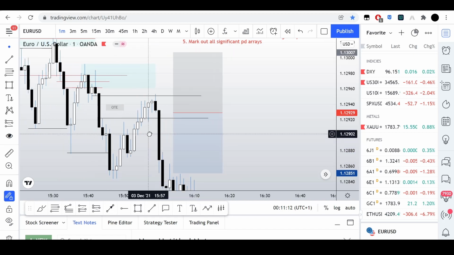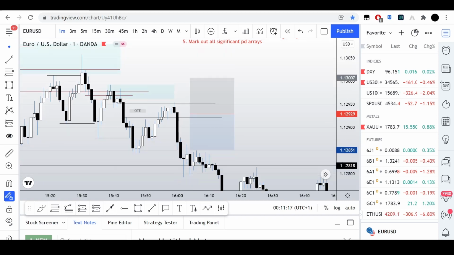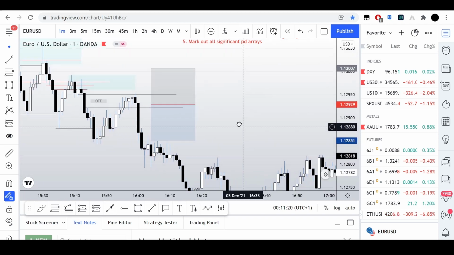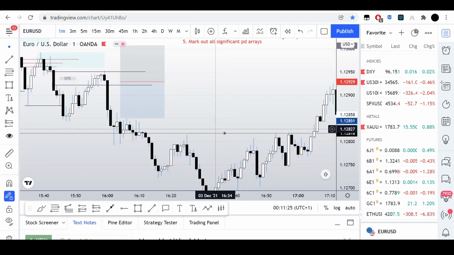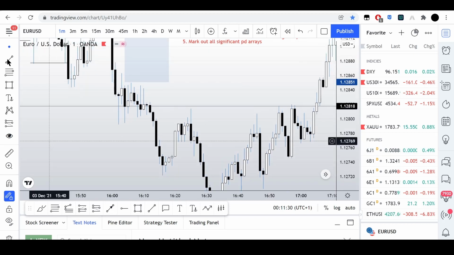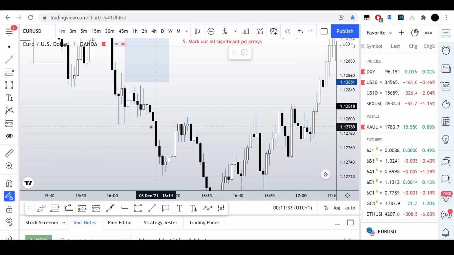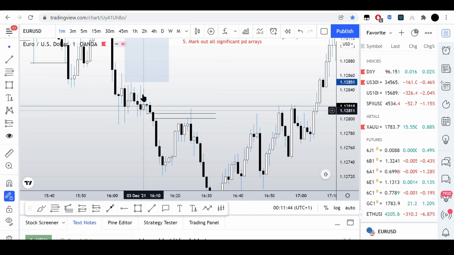But this could have been another entry here. Could have been another entry there. And then you could see that price broke down and continued down, and then it started reaccumulating here. Let's look at this for a second. You have this inefficiency here, this bearish order block here. Now this isn't a very probable area, but you guys get what I'm saying.